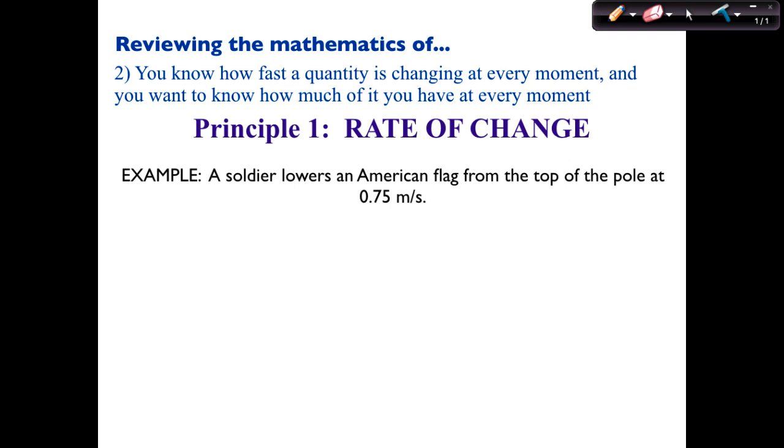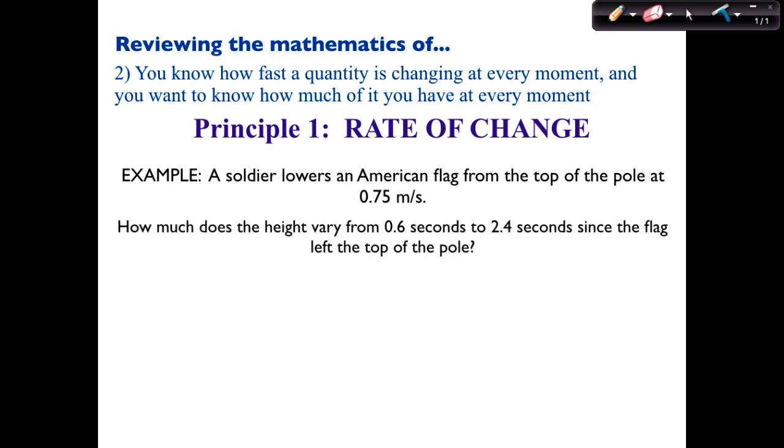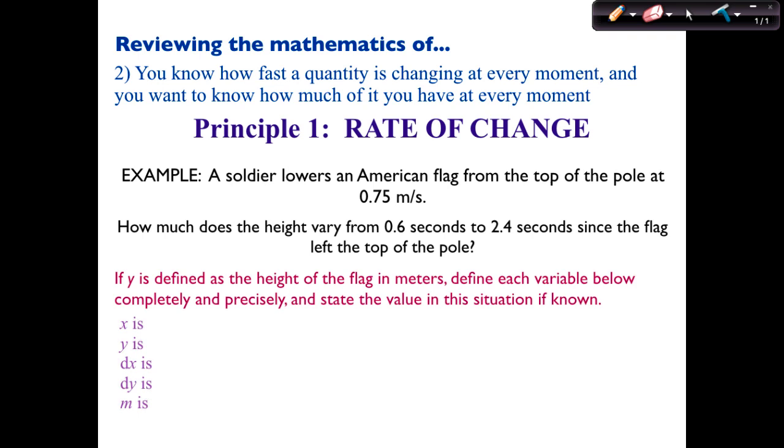All right, new example. A soldier lowers an American flag from the top of the pole at 0.75 meters per second. So here's my question that we're going to start talking about. How much does the height vary from 0.6 seconds to 2.4 seconds since the flag left the top of the pole? So we're going to start by doing the same thing. You start by modeling the mathematical situation with symbols. Those are our variables. So I'm going to tell you that y is defined as the height of the flag in meters.